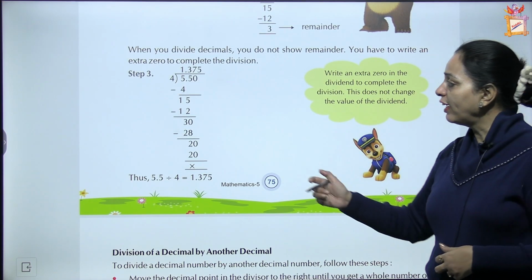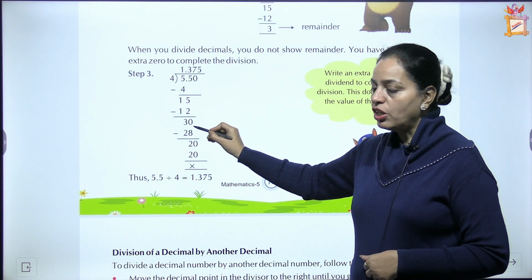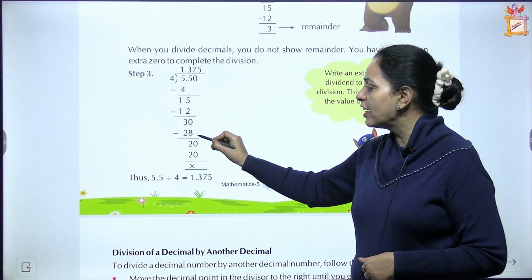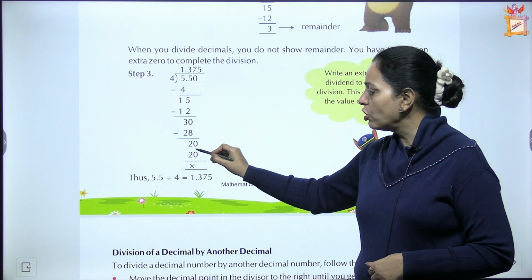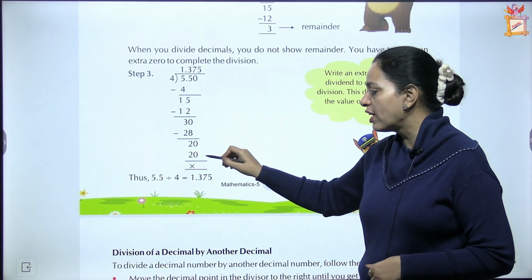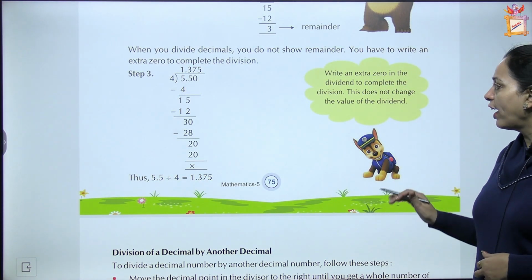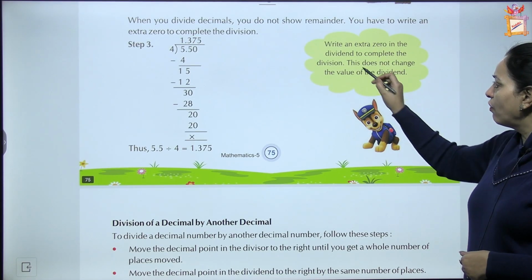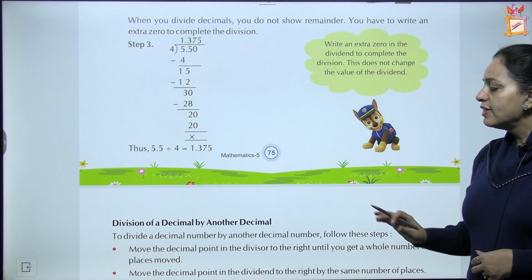So what will we do? We will keep taking zeros. Like 3 is there, so 1 0, it becomes 30, 4 7s are 28. Now 2 is left. Take one more 0. This becomes 20, 4 5s are 20. So answer is 1.375. So write an extra 0 in the dividend to complete the division. This does not change the value of the dividend.